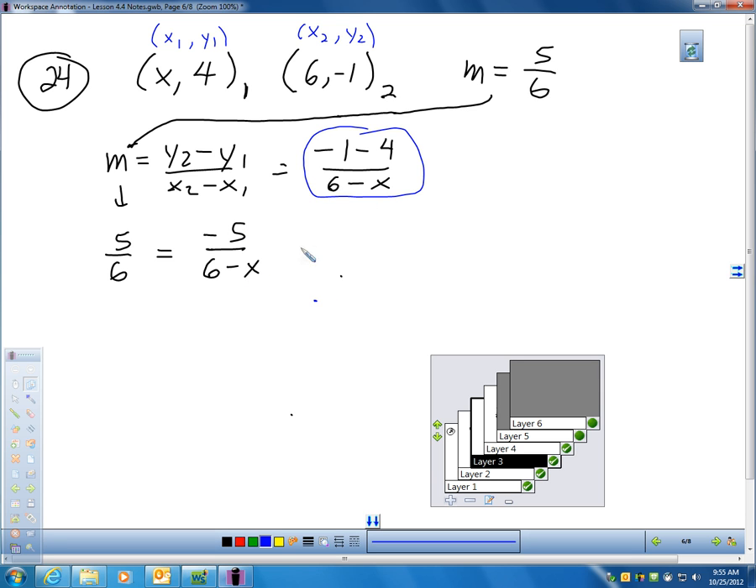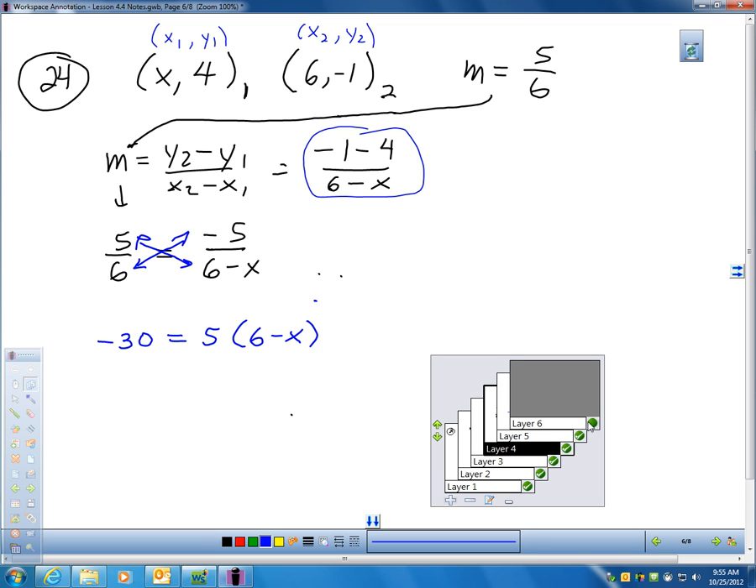This is a simple proportion that you can now solve, and we did this earlier in Chapter 3. This is why I made a big deal about using cross products. Some of the shortcuts we were using will not work on this problem. So I'm going to cross product. -30 would equal 5 times 6 minus x.